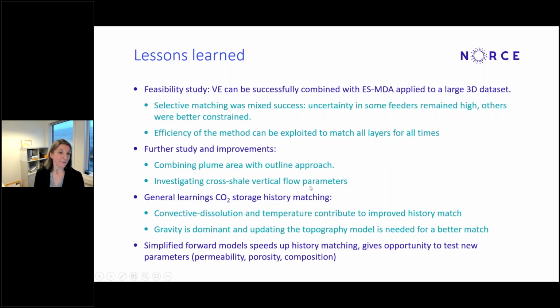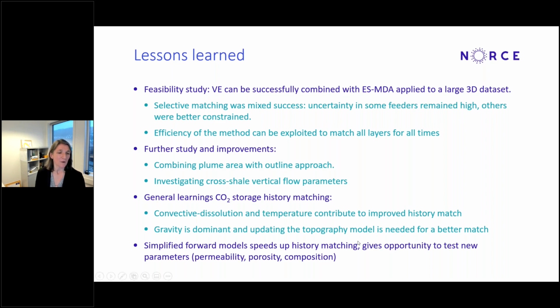So finally, a lot of lessons learned, but it again emphasized this was a feasibility study about incorporating a simplified model into a history matching framework that I think was successful. The selective matching was mixed success, and there's still a lot of uncertainty that hasn't been resolved yet. I think we were trying to get the efficiency maybe too good, and we suddenly have a lot of room to exploit more, matching to more layers and also to more times. We only match to the final time.